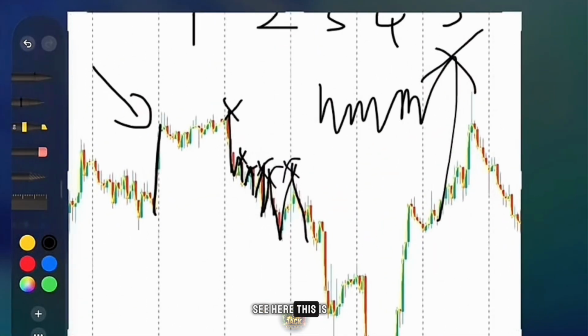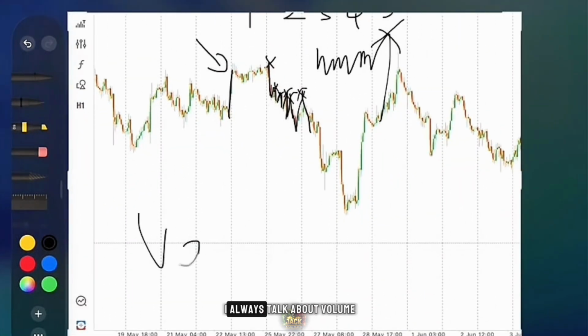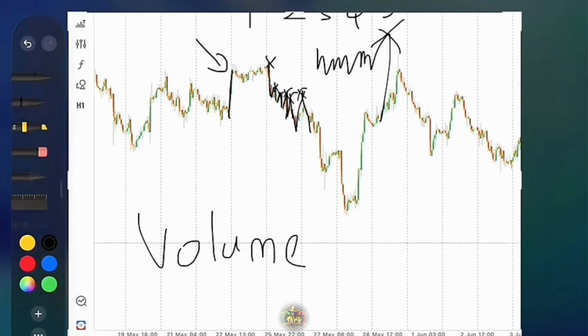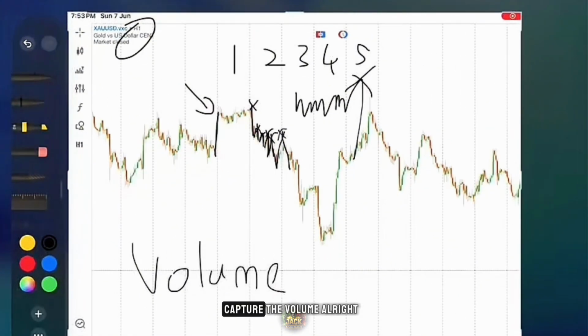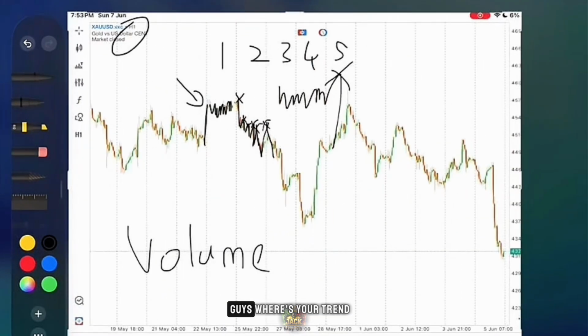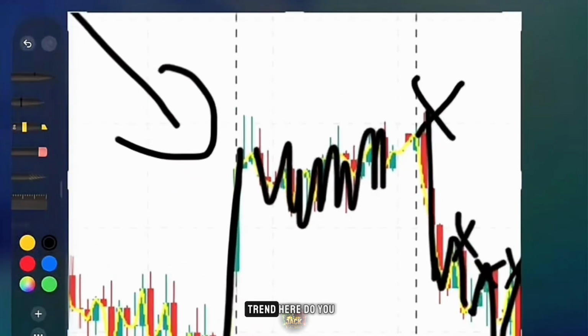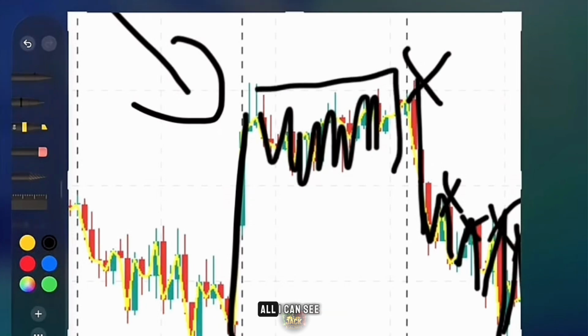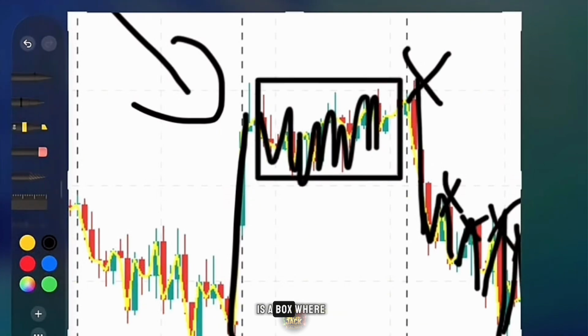Okay, see here, this is how you identify volume. I always talk about volume. This is how you capture the volume, alright? We don't want to trade in a market where it does this, because where's your trend? I don't see a trend here. Do you guys see a trend here? All I can see is a box where it's stuck in a box.